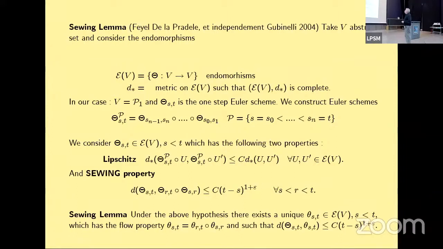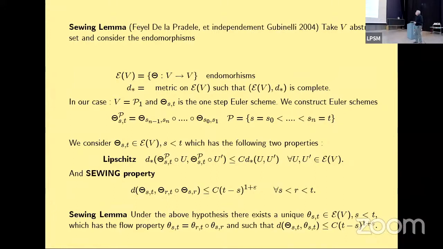I suppose that on this space of endomorphisms, I have a distance d star for which the endomorphisms with this metric is complete. I suppose that this exists. In our specific case that I discussed before, V is P1. The endomorphisms I work with are the theta s that I discussed there. And the distance d star is obtained, as I told before, from the Wasserstein distance. Okay, so this is an abstract framework in which fits the things that I spoke of before.